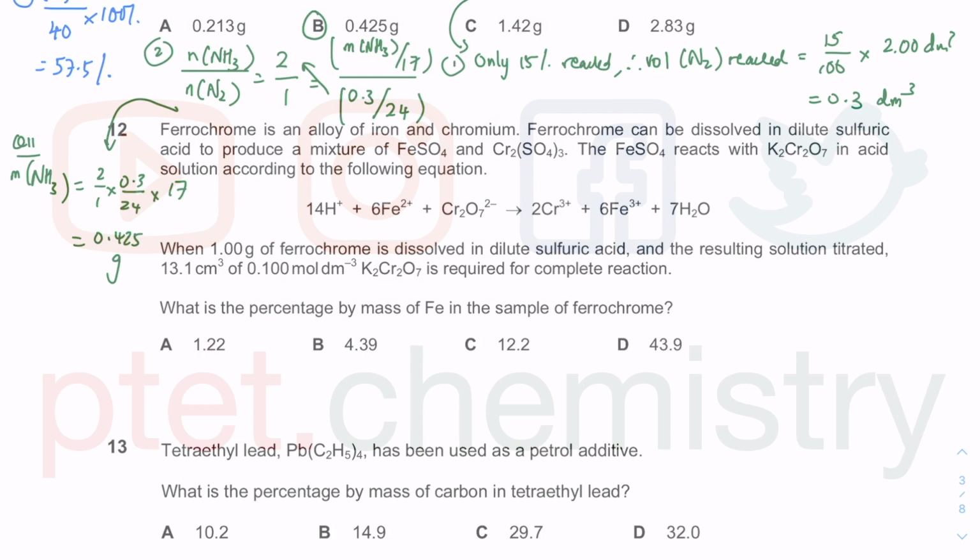They said the ferrochrome was 1.00 gram. What is the percentage by mass of iron in this sample? So we've got to look at the accompanying experimental result. We have this volume. This volume is for the solution, so we cannot use molar volume of gas because this is a solution. So what we have is this, and we want the iron 2 plus there.